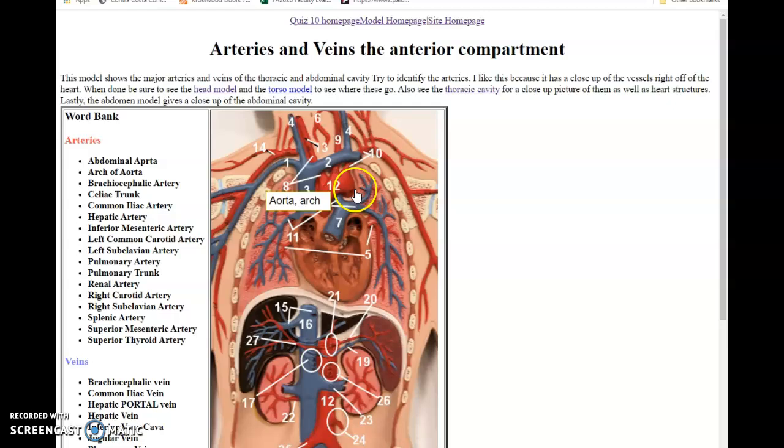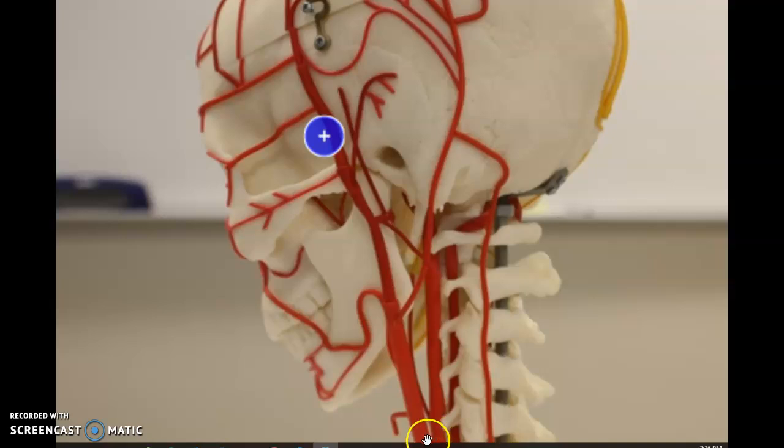We have the arch of the aorta right there. We have the left subclavian there. We have the brachiocephalic. We have the right subclavian, and we have the left and right common carotid arteries. Now, the subclavian arteries are going to have these structures called vertebral arteries coming off. Now, the common carotid is going to split into this blood vessel, which is the external carotid, and this blood vessel, which is the internal carotid.